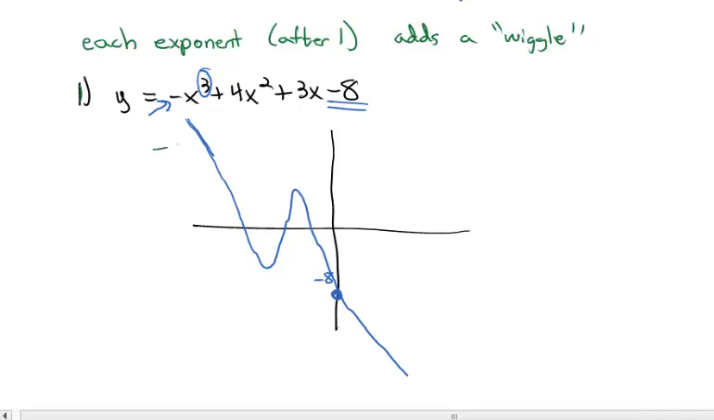So notice it comes in, that was the first power, bend, that was the second power, bend, that was the third power. Each exponent after 1 added a wiggle. Also notice because it was a negative x cubed, the shape went down as it came in and down as it came out.